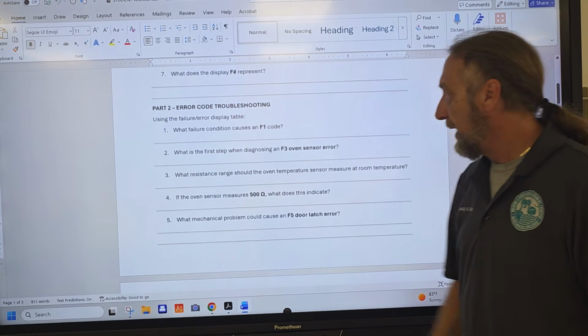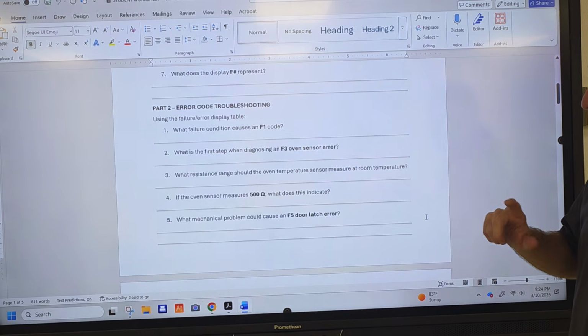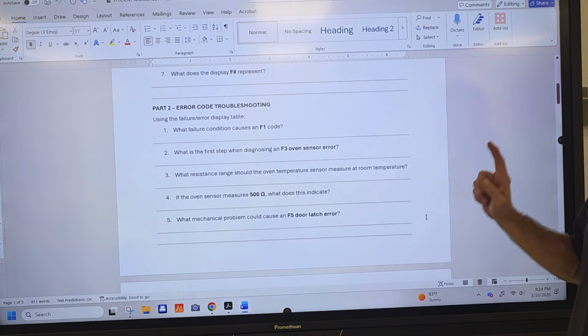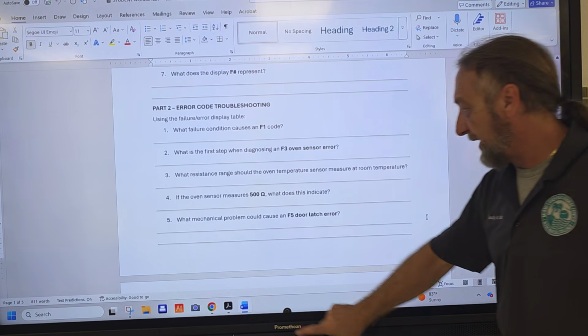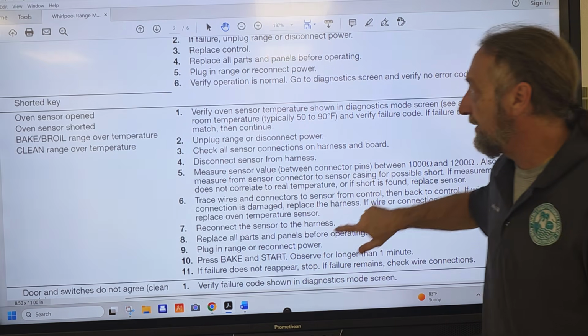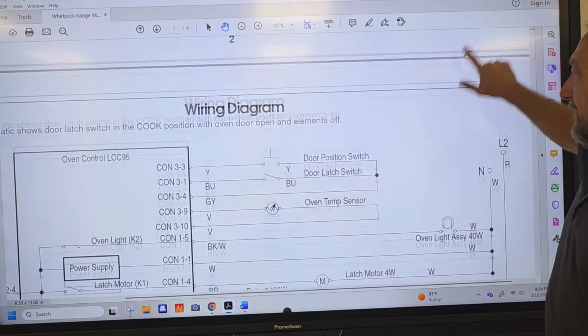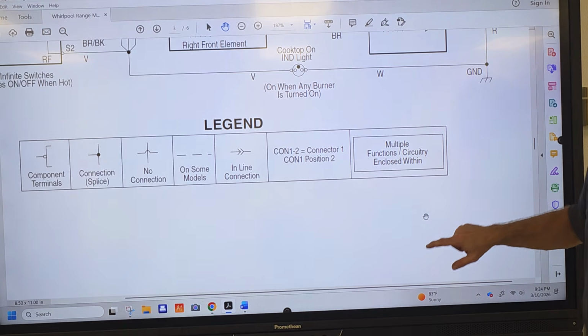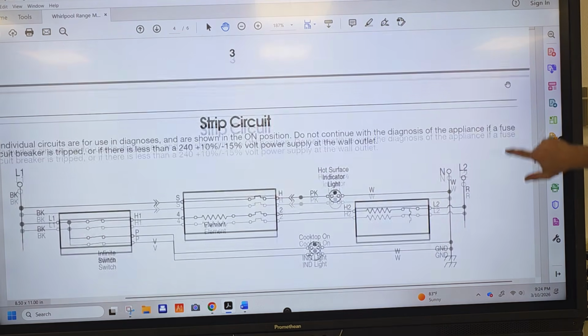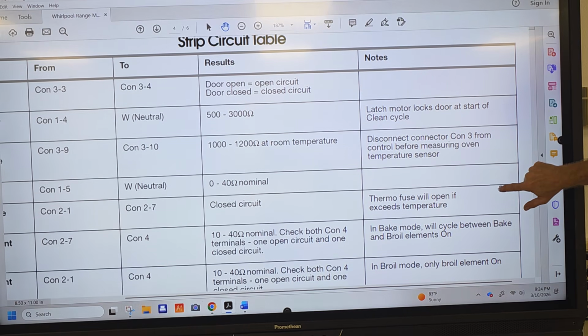All right, so the next question. If the oven sensor measures 500 ohms, what does that indicate? So let's go to the chart here. It will be a faulty one and need to be replaced? Okay, but where does it say it?